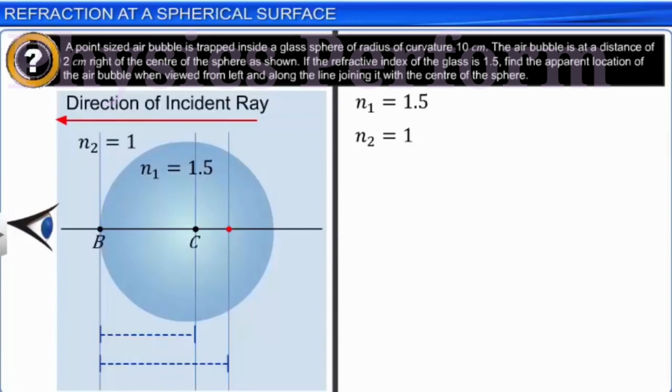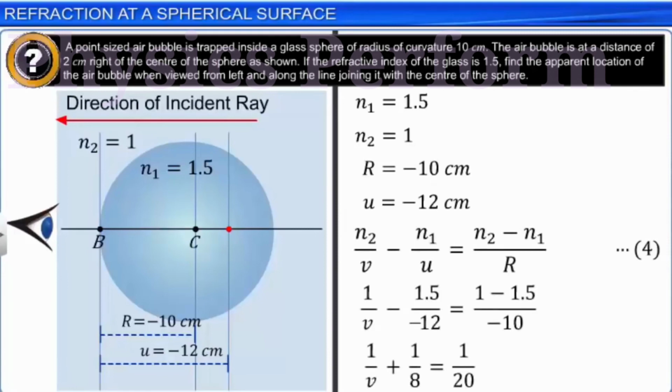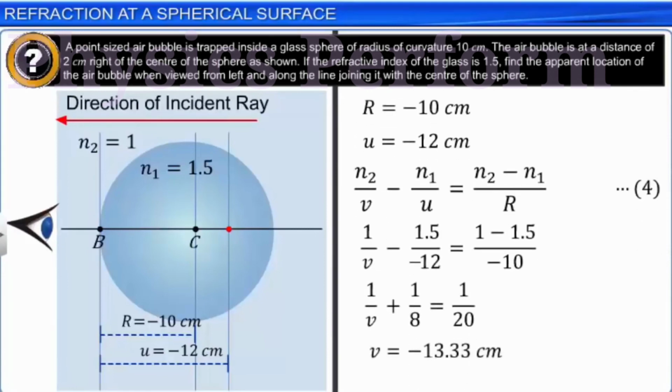Substituting these values in equation 4 and on further simplification, we get V is equal to minus 13.33 centimeter. Since the object is in the denser medium, after refraction, light rays bend away from the normal. When produced backwards, the image is formed at a distance of 13.33 cm from B.